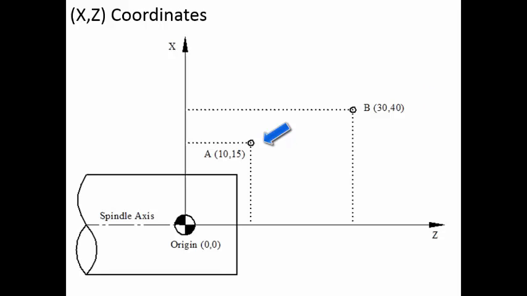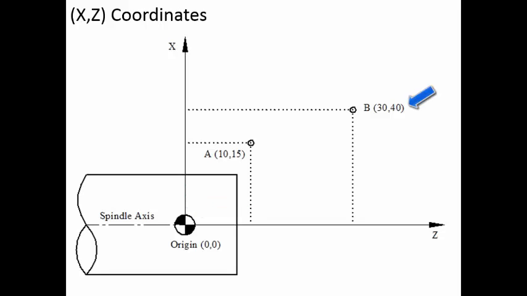Now what is this 10? 10 means at this particular point the diameter will be 10, or from here to here the distance will be 5 units or 5 millimeter. Now 15 is the z coordinate. So from here to here the distance is 15 millimeter.